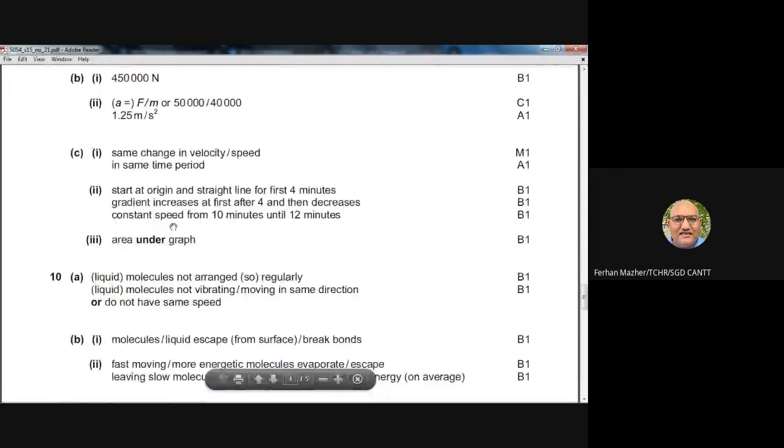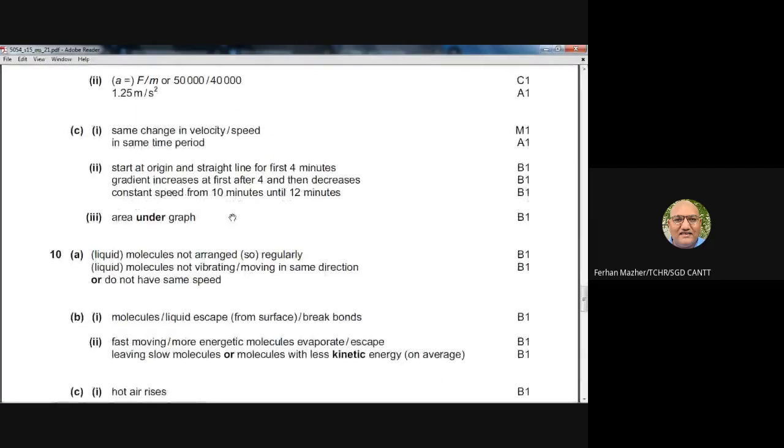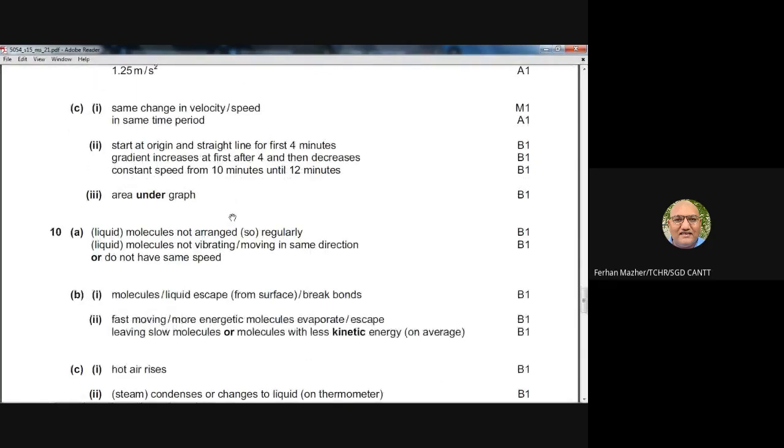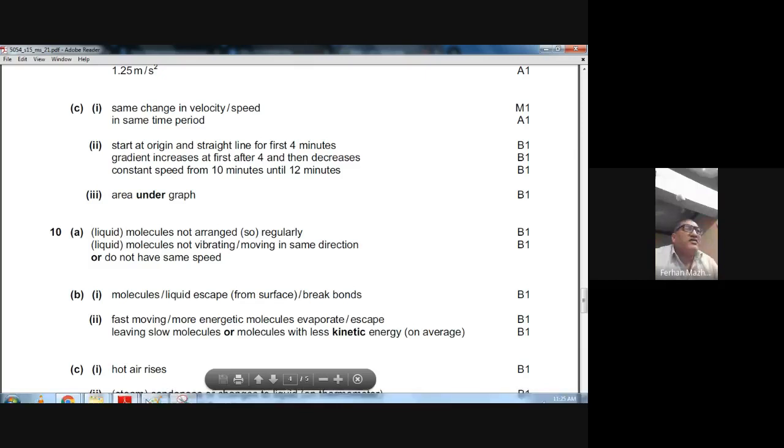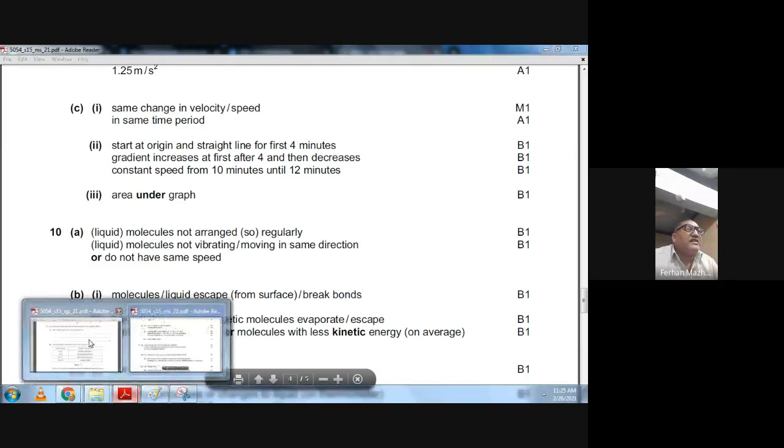Marking scheme is also showing for the C first part that the same change in velocity, 1 mark for saying this, and 1 mark is for saying that in the same time period. Equal change in velocity in equal intervals of time, the acceleration of the body will be known as uniform acceleration. Once you are done with writing, kindly let me know.